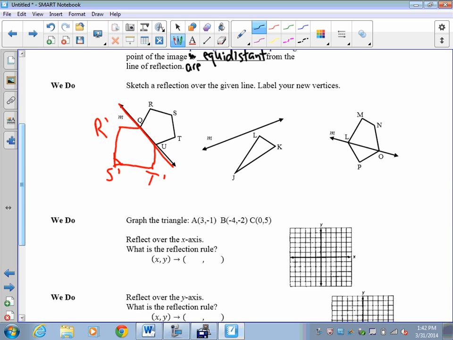So again, we have line M acting as our mirror. So remember, the points are going to be equidistant apart. So L is going to be just as far away from the line on both sides. The same thing with K, so we can kind of guess where K is going to be. K is the same amount of distance away from that line, and also J. So our reflection should look something like that.